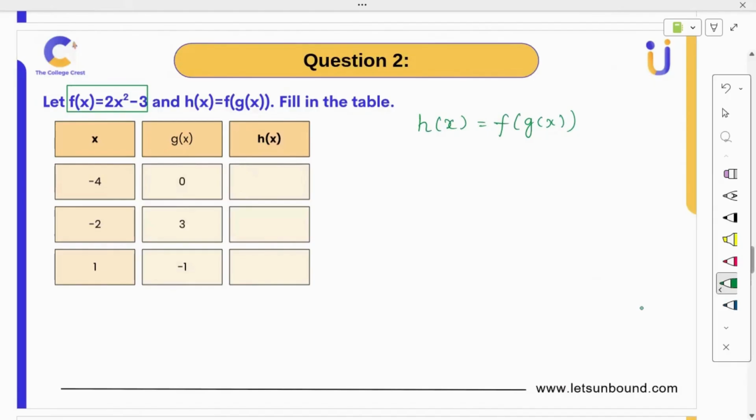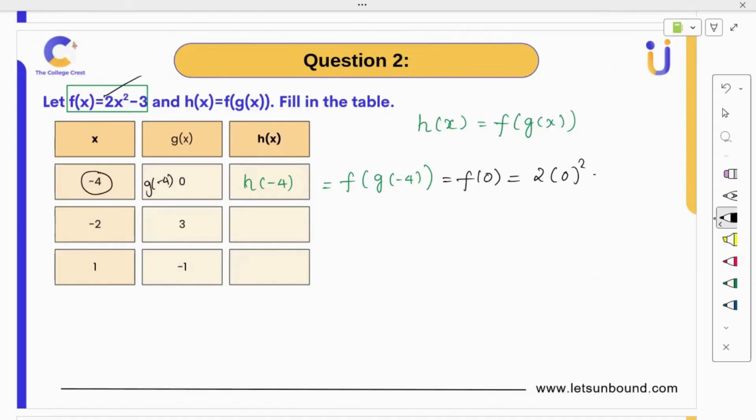Okay, so if you want to fill in the table, you want h of negative 4. How can I solve it? h of negative 4 means f of g of negative 4. Do you know what g of negative 4 is? Yes, g of negative 4 is 0, right? So we can plug in f of 0. How can I find f of 0? I have the function readily: 2 times 0 squared minus 3, just negative 3. So it's negative 3 here.